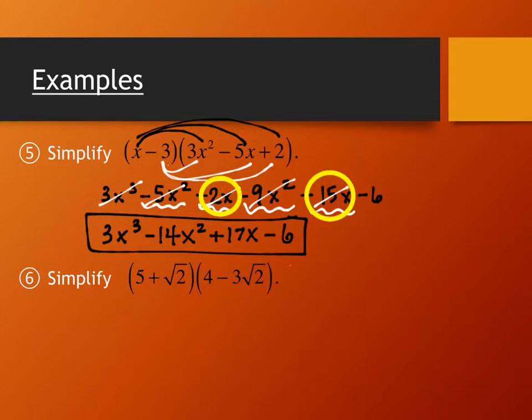FOIL says that we're going to multiply the first terms together first. So what is 5 times 4? 20. That's my simple one, right? O for outer says we're going to multiply the outer terms next. So that's the 5 at the beginning and the negative 3 square root 2 at the end.